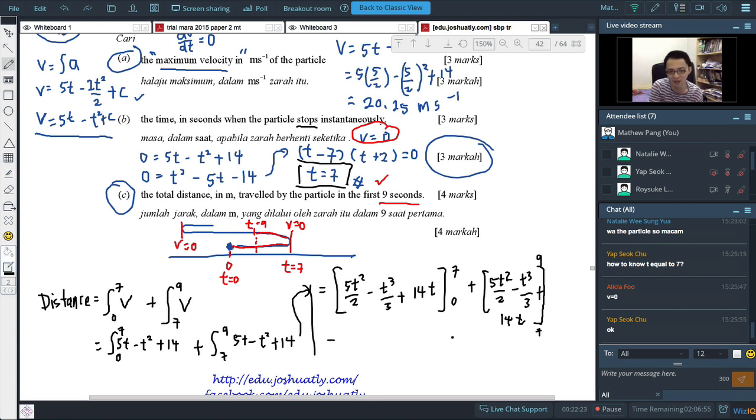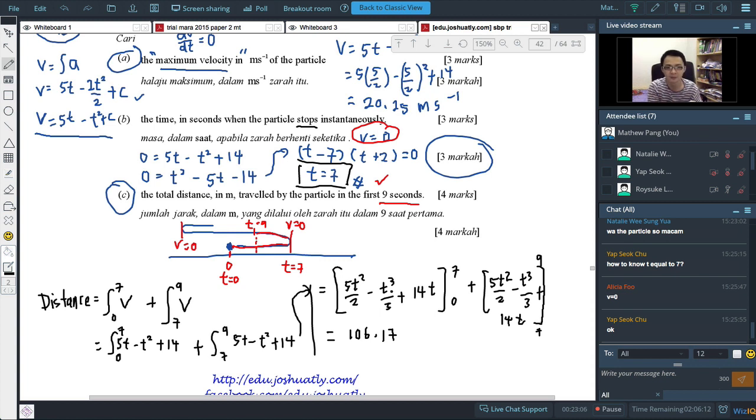So I will do it quickly. So 5 multiplied by 49 over 2 minus 7 to the power of 3 over 3 plus 14 multiplied by 7. So yeah, we'll get 106.17. Okay, this value is very big. Let me just double check. Plus 14 times 7. Yep, it's correct.